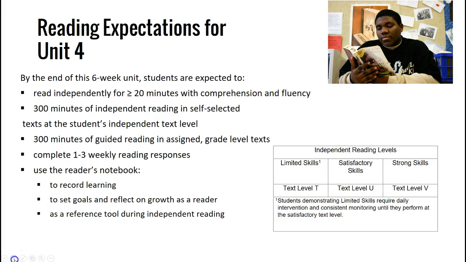Let's just begin. Our reading expectations for Unit 4. We want students to be at a text level U, that's satisfactory, strong, V. Once again, we want them reading independently for greater than 20 minutes with comprehension at that instructional level. We want 300 minutes of that independent reading, and then we want 300 minutes of guided reading with you back at that great table doing great things.